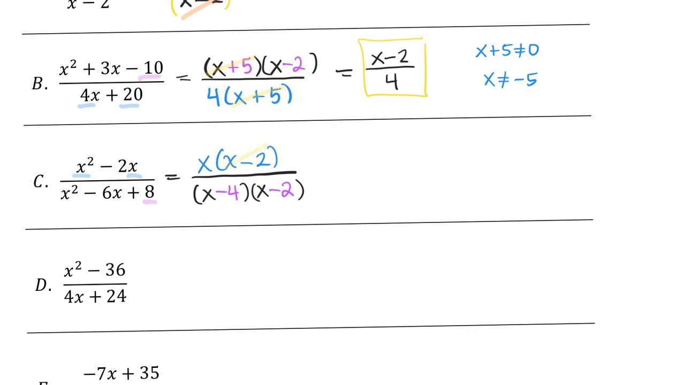Okay, I'm going to go ahead and cancel this out. I'm going to write my simplified answer. I have an x left at the top. I have x minus 4 at the bottom, and you're welcome to put the x minus 4 in parentheses. You just don't have to. So this is my simplified answer.